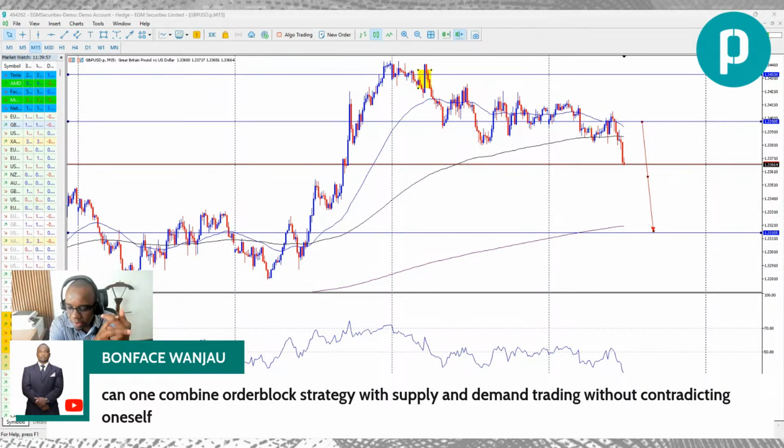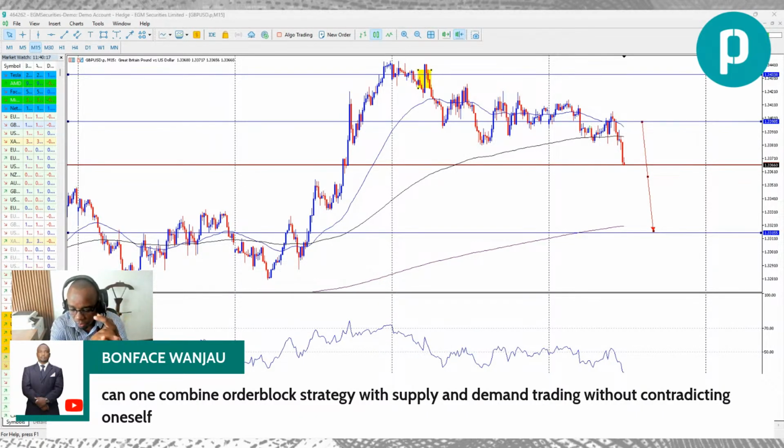JPY, Gerald, it's really hard to call JPY. Why? JPY is a safe haven asset. When there's uncertainty in the world, most traders jump into it. Did we analyze gold? Oh yeah.